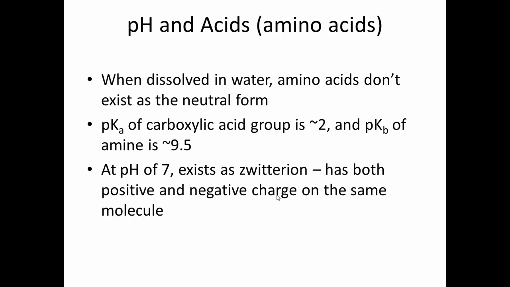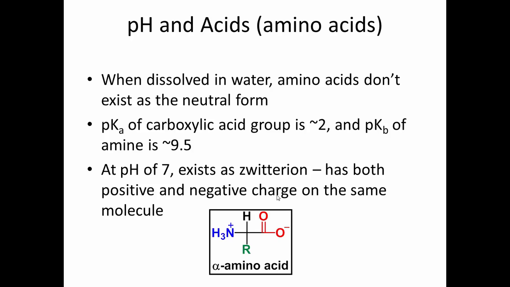So at a pH of 7, if we dissolve amino acids in water, the amino acid exists as what's called the zwitterion, which has both a positive and a negative charge on the same molecule. And you can see a schematic of a general zwitterionic amino acid with the positively charged amine group and the negatively charged carboxylic acid group.